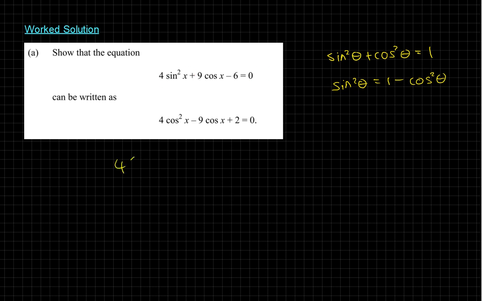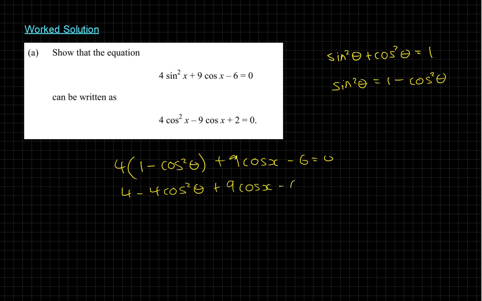So we've got 4 times sine squared, which in this case we've said is 1 minus cos squared, plus 9 cos x minus 6 equals 0. So let's multiply that all out. And there's not much cancelling that can go on except for these two constants, 4 and minus 6. So let's cancel those out. Everything else will stay the same.